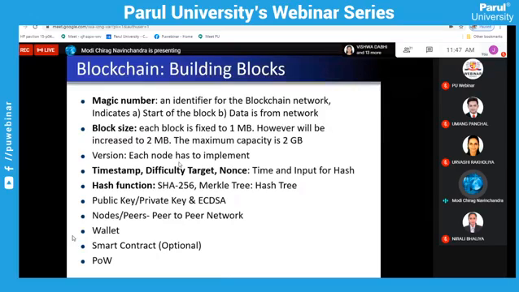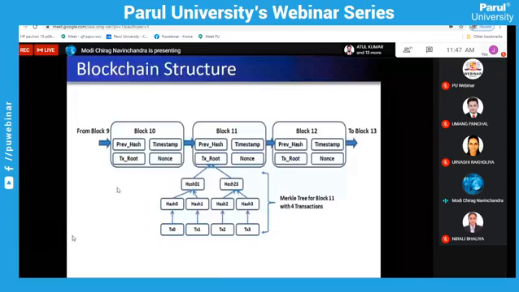And proof of work. There are many consensus mechanisms. So we'll see the proof of work and other consensus mechanisms later. This is the structure. As I said, blocks are cryptographically back referencing. So block 9 is linked to block 10, block 10 is linked to block 11, block 11 is linked to block 12, and block 12 is linked to 13.